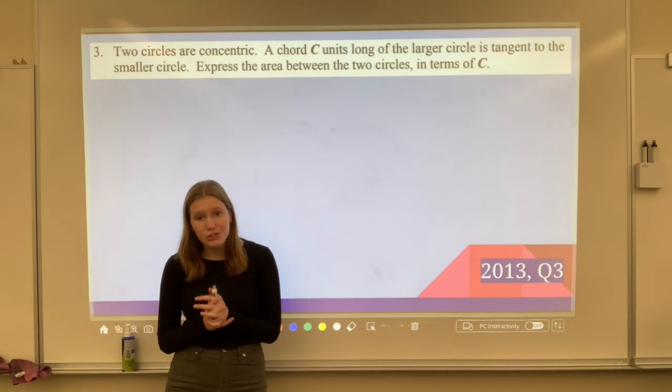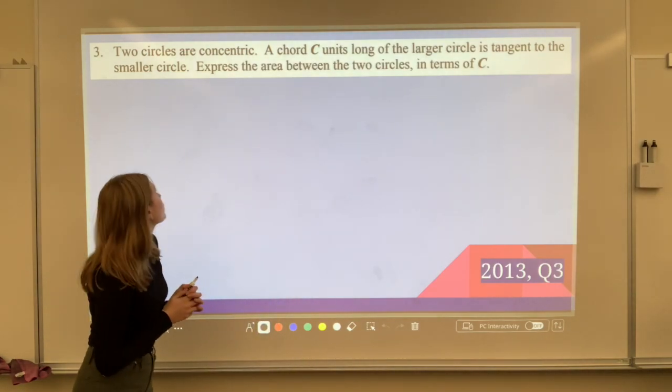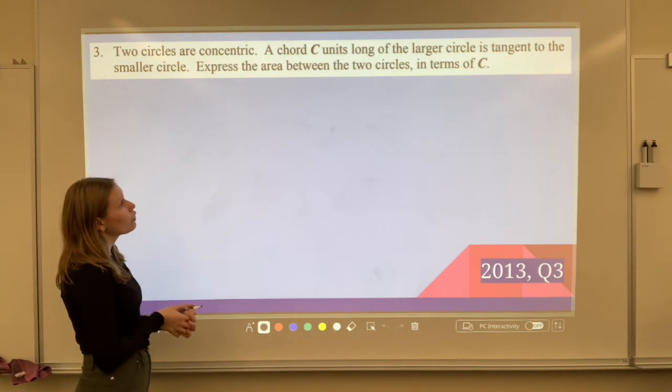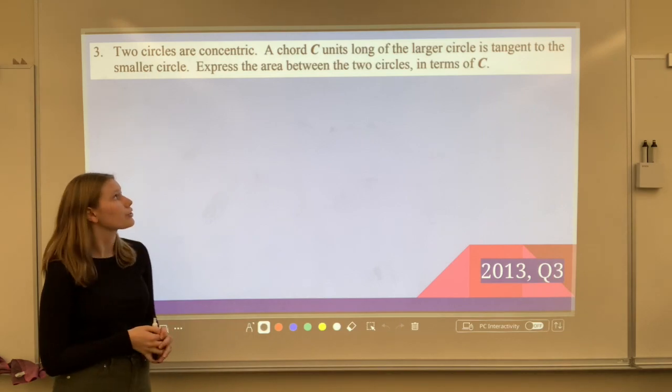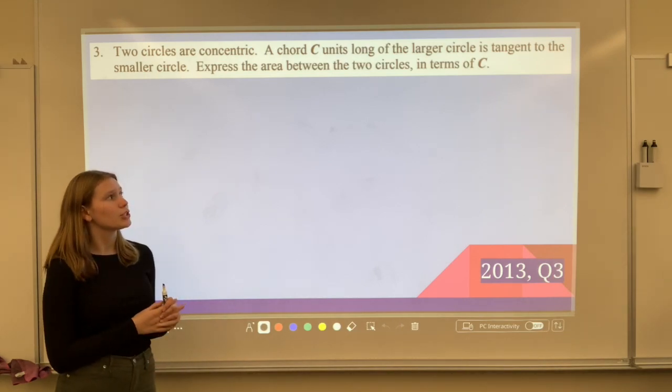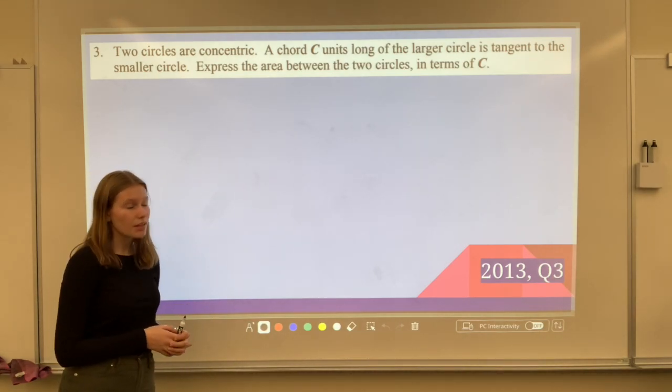Alright, here's our first 5-pointer of the video. Two circles are concentric. A chord, c units long, of the larger circle is tangent to the smaller circle. Express the area between the two circles in terms of c.